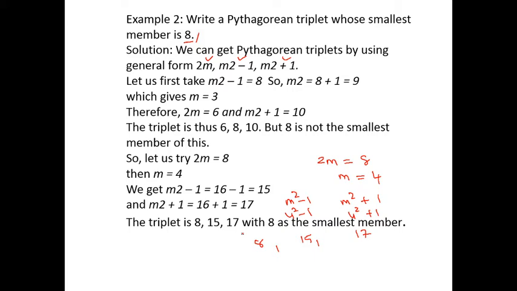So here it is 6, 8 and 10. But we have to write the smallest. 8 is the smallest. So 15 and 17 are the triplet. How can we find out? Just put again 2m is equal to 8. So m is equal to 4. And then we have to find m square plus 1, m square minus 1.